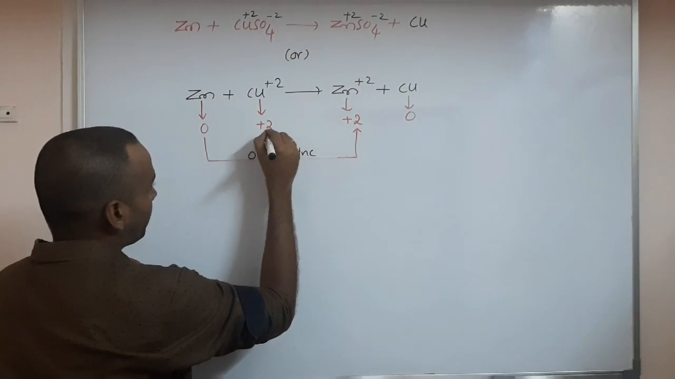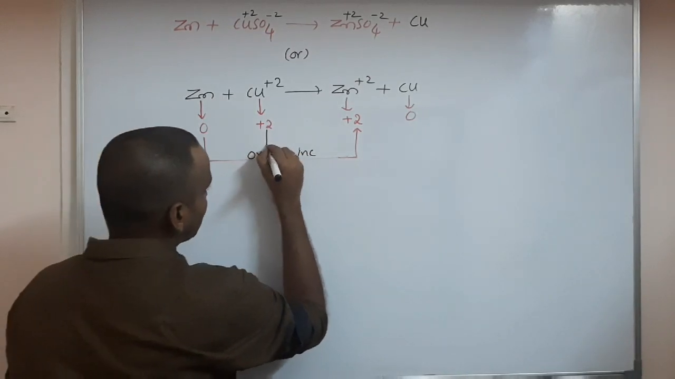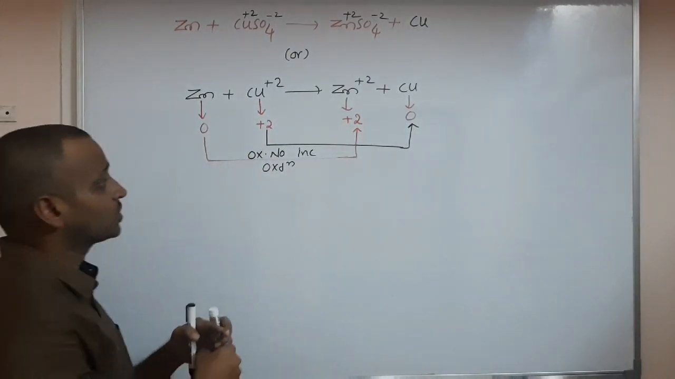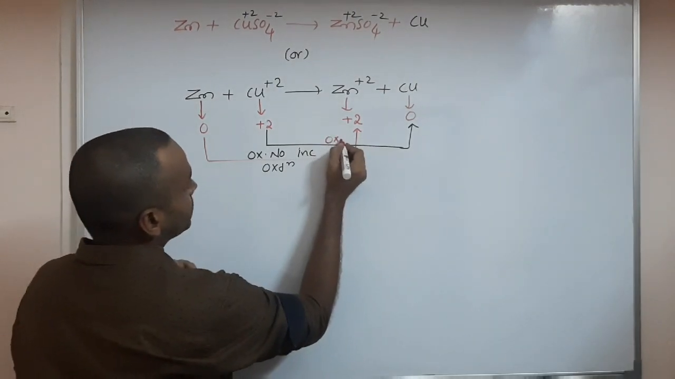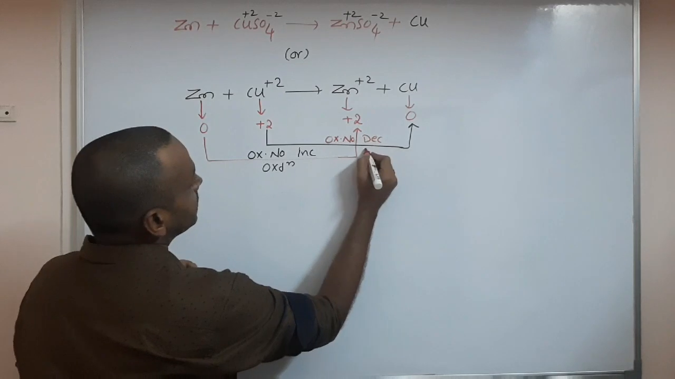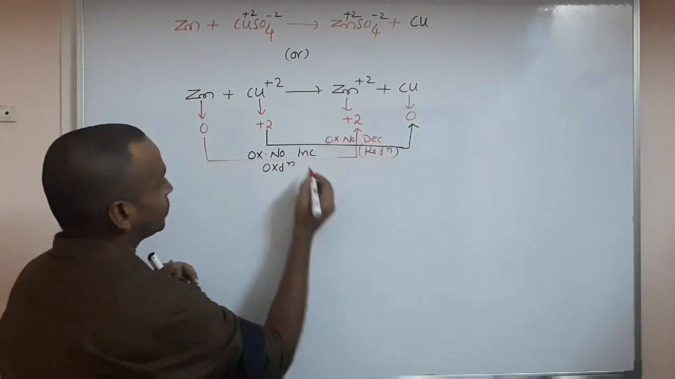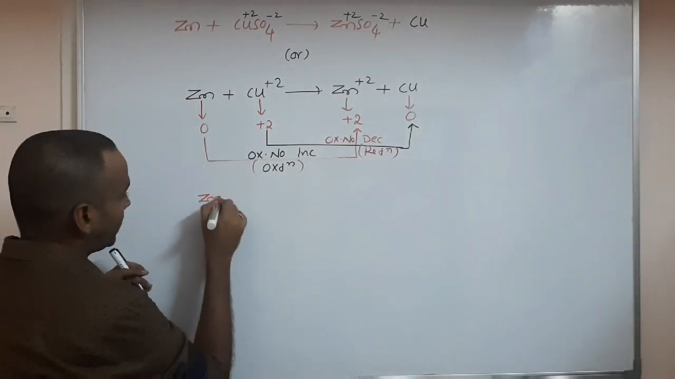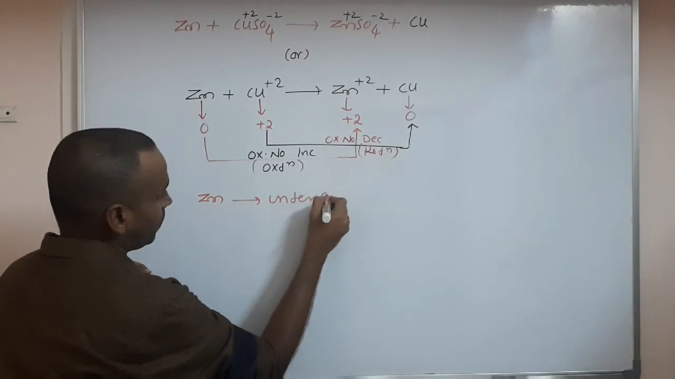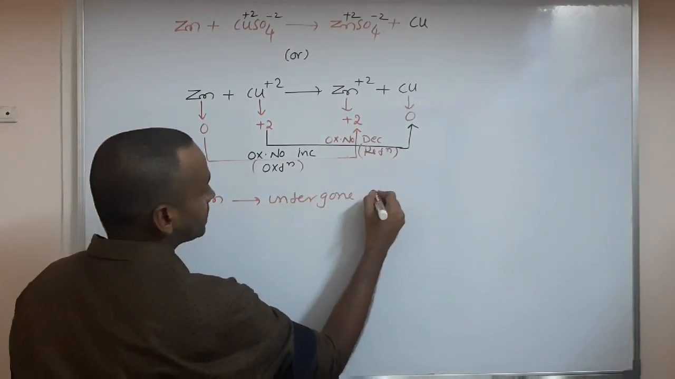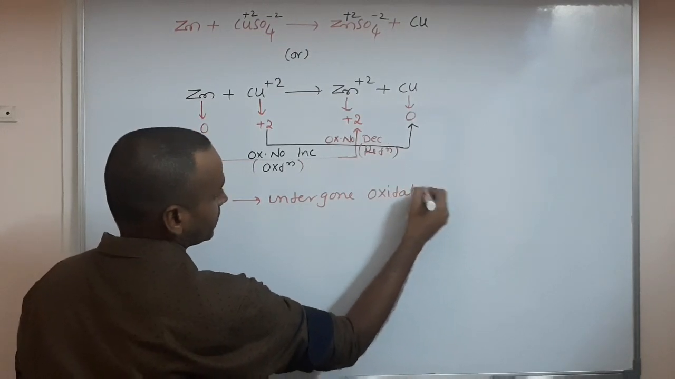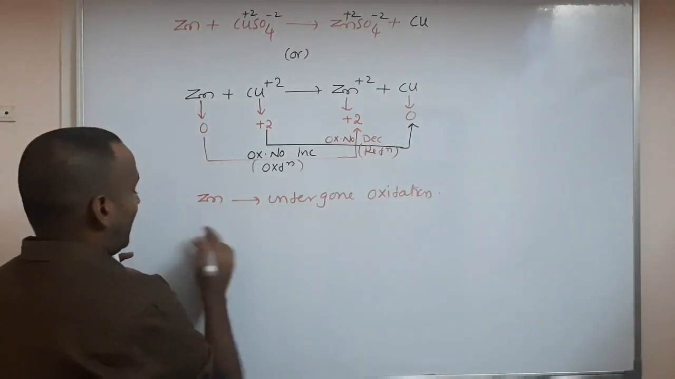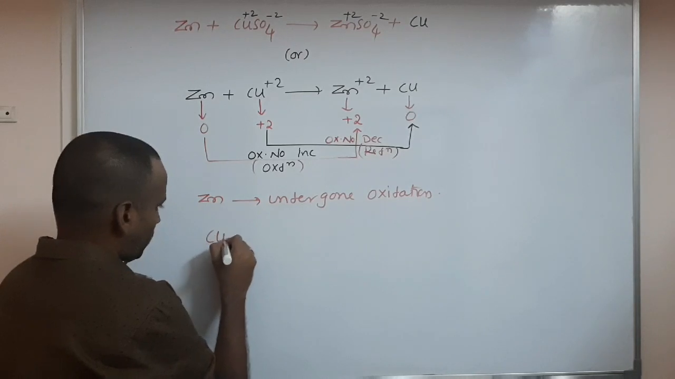Now this one, what happened? Copper plus 2 is converted to 0. Plus 2 converted to 0 means the oxidation number decreased. So this process is called reduction. So this is oxidation, that is reduction. Very simple. Zn underwent oxidation. Correct.